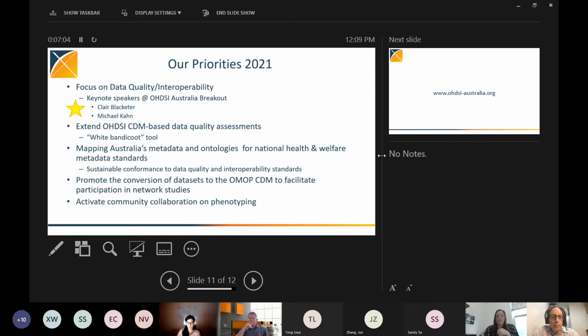Dougie's going to talk a bit more about the priorities at the end of the session, but at this stage, our focus has been on this data quality and interoperability, and today's session is all about that. We'll talk about the White Bandicoot tool, and if people don't already know, a bandicoot is kind of like an Australian rabbit, and you will know that there's kind of a lot of rabbit references in OMOP, so white rabbit, rabbit in the hat, Usagi, and so on.